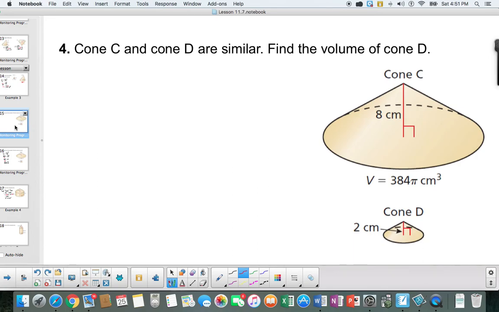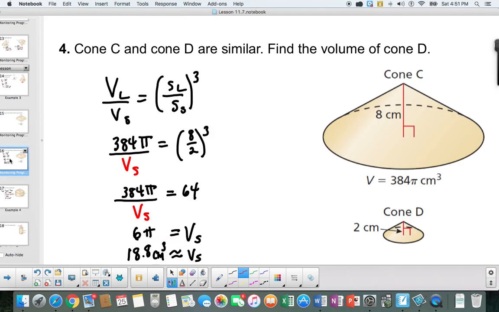Okay, your turn. Stop the screencast and see what you can do. And here's the answer. You could have very well just stopped right here because the volume of the large was in terms of pi. You can leave the volume of the small in terms of pi as well.